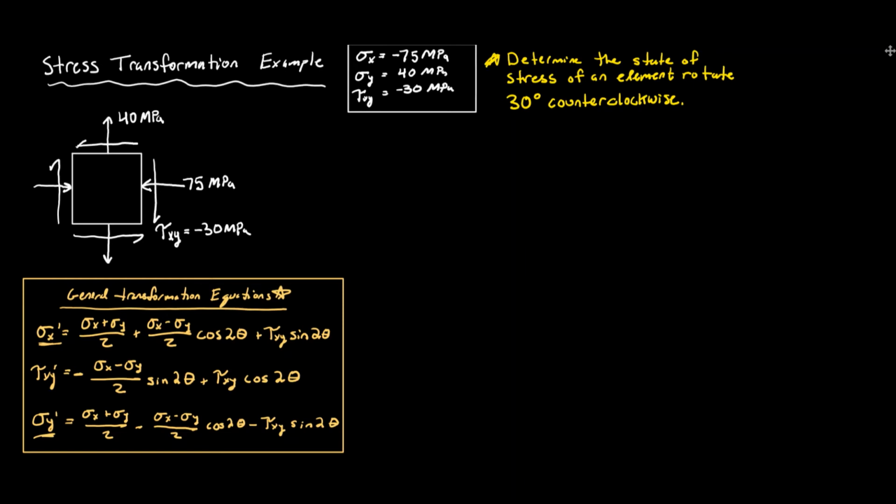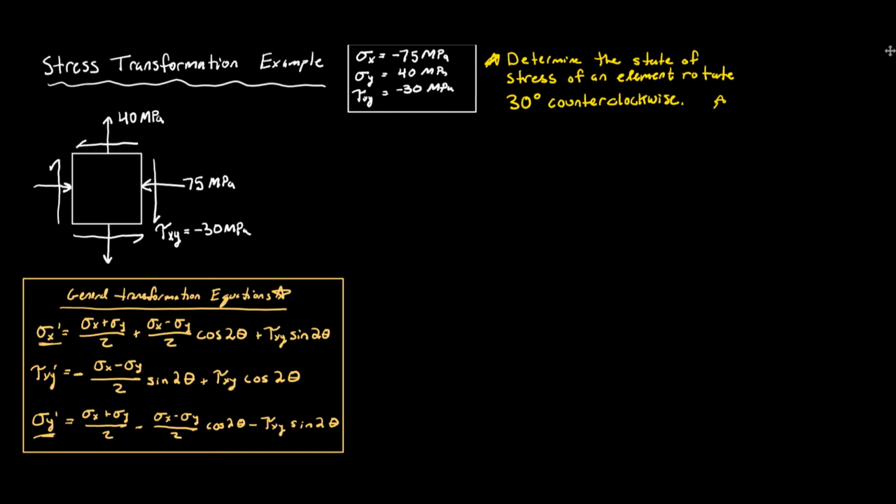Okay, so here is a stress transformation problem, an example that we want to do. Our goal here is to determine the state of stress. That state of stress is what this diagram on the left shows: an element rotated 30 degrees counterclockwise.